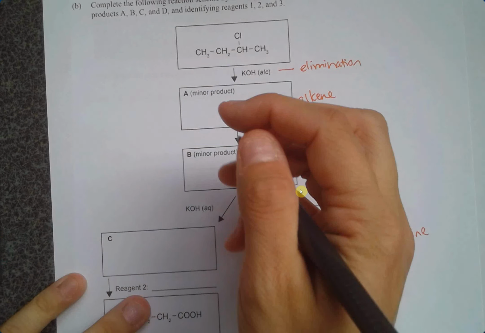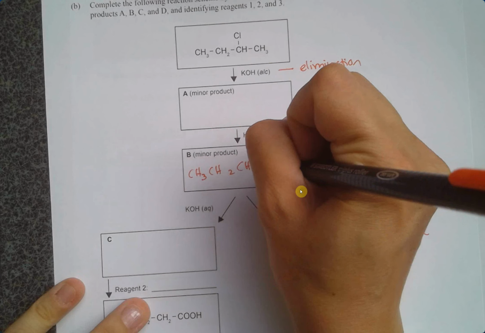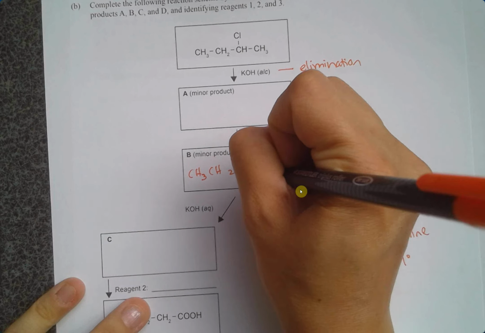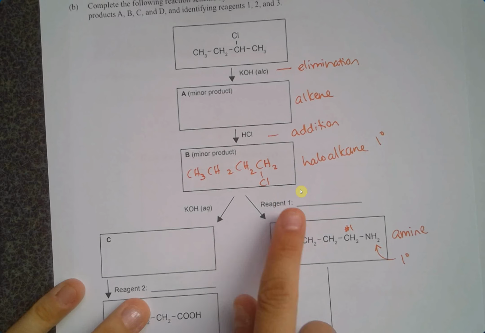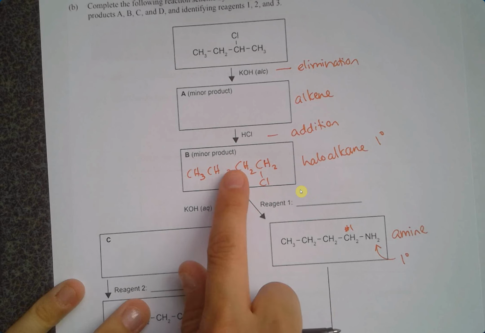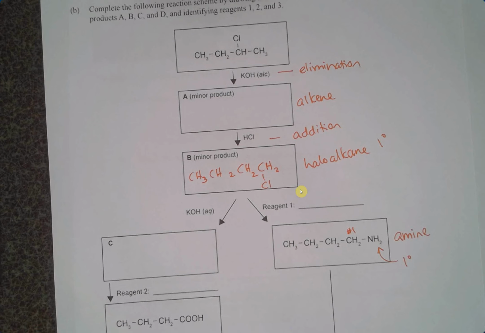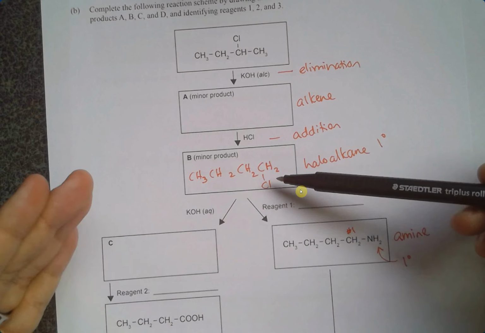that can actually give me a hint that I've done the CH. I have that because the only way I can get this is from a primary haloalkane. So that's what I'm saying. Use the hints that are there. Even if I wasn't sure what major or minor was, I could still figure it out going backwards.